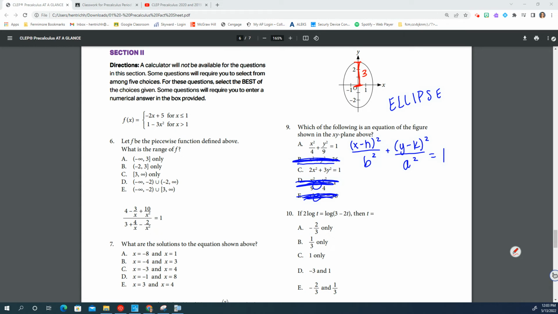Here I see that's 3. And then b is the distance from the center to the co-vertices, so that's 2. So in this case, it would be A, centered at 0, 0. b is 2, a is 3.